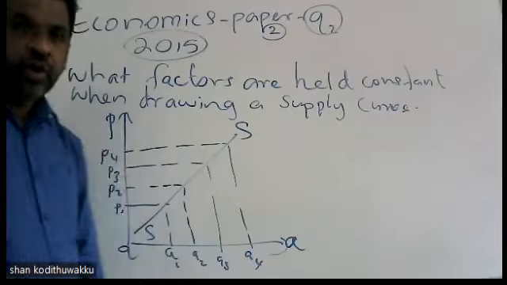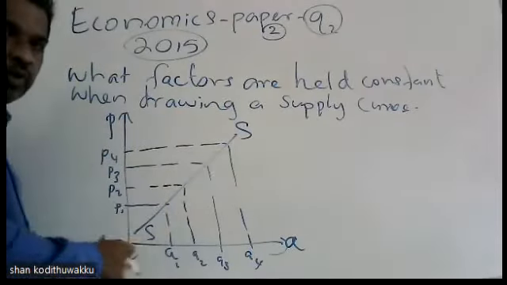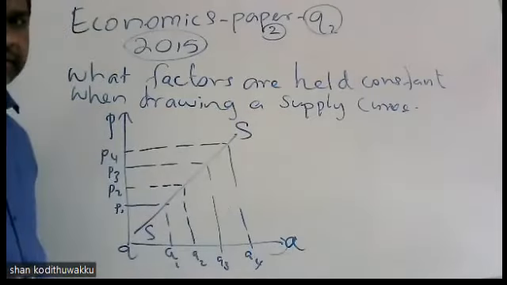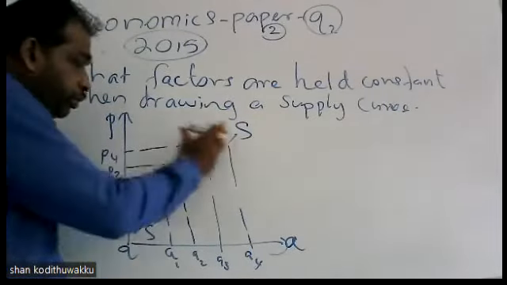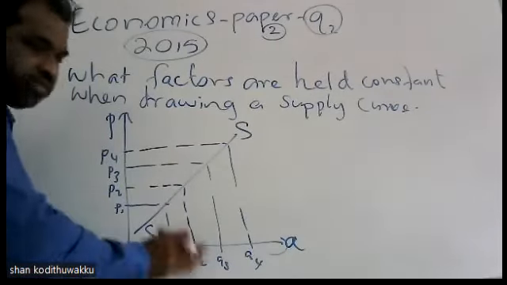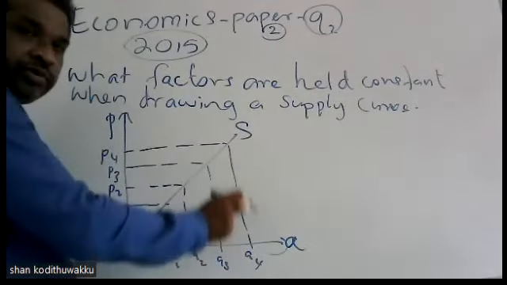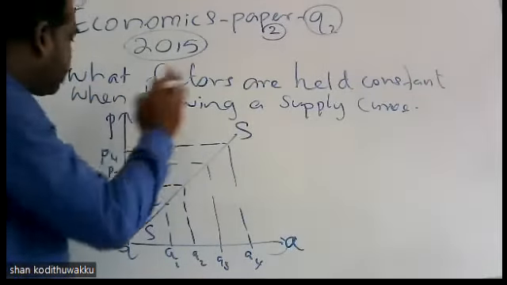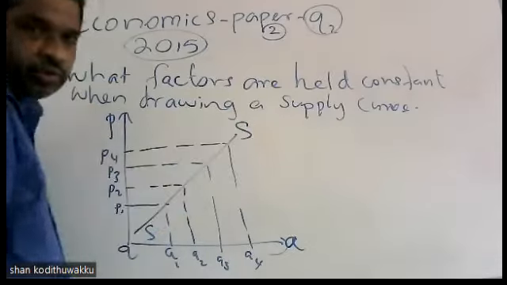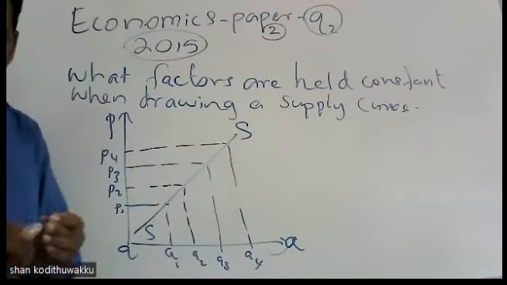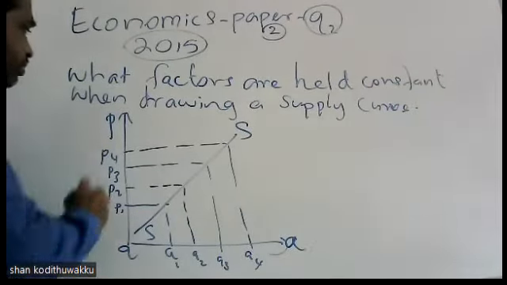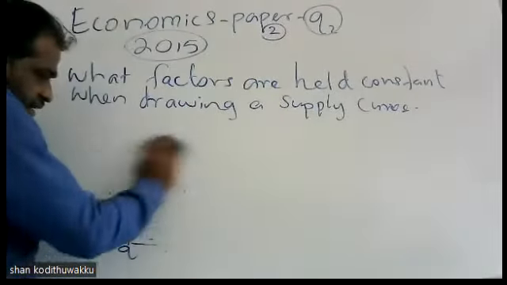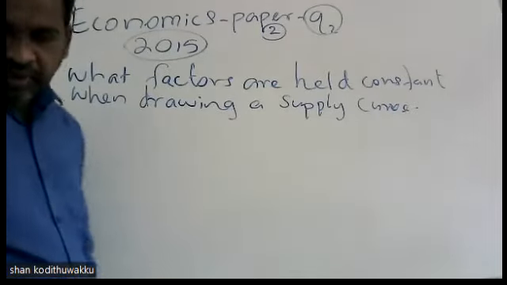When you draw this supply curve, we have to hold some factors constant. That is the answer. At the examination, you don't need to draw this diagram. To understand, I just drew it. Our question is what factors are held constant when drawing the supply curve? There are some factors which we assume are held constant.